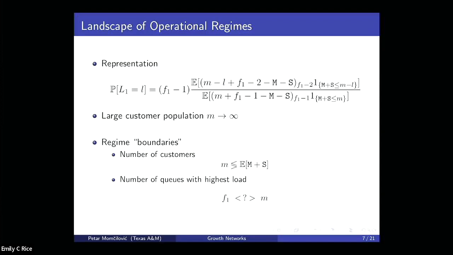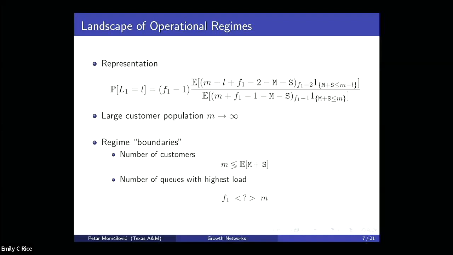If m is much larger than the expected value, this will always be 1. If m is much smaller than the expected value, this will always be 0. So this is one boundary between the regimes. Somehow, this will be a critical number as far as the number of customers is concerned. And the second thing is, because of this falling factorial, it will be important how f1 relates to the number of customers. Again, this is super vague right now.